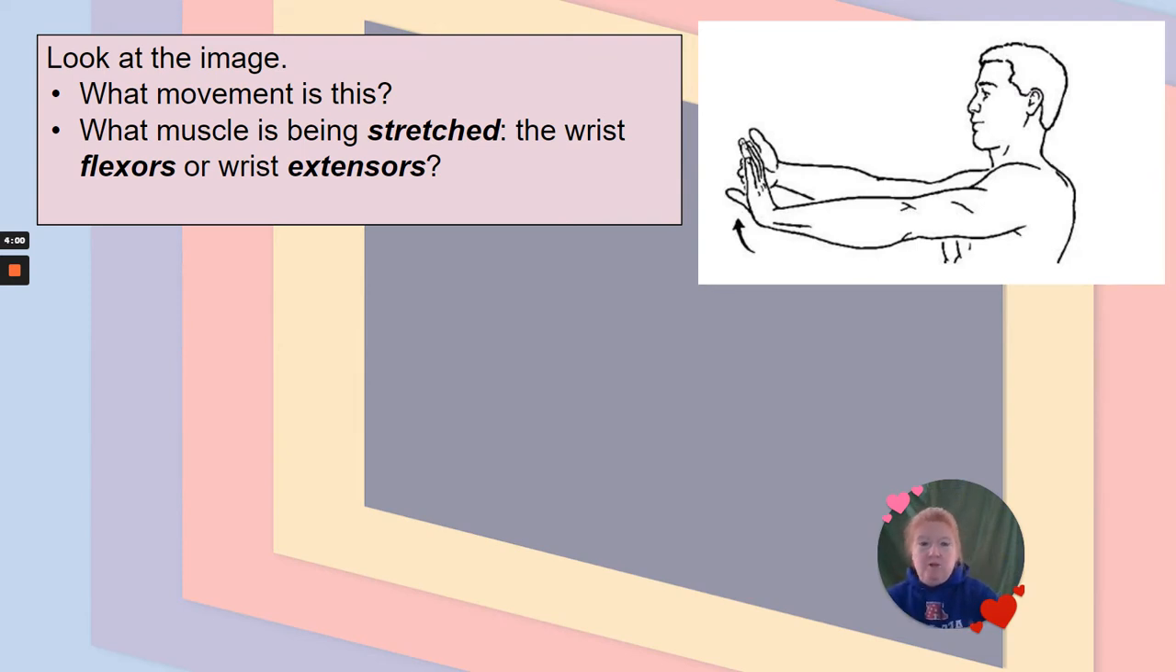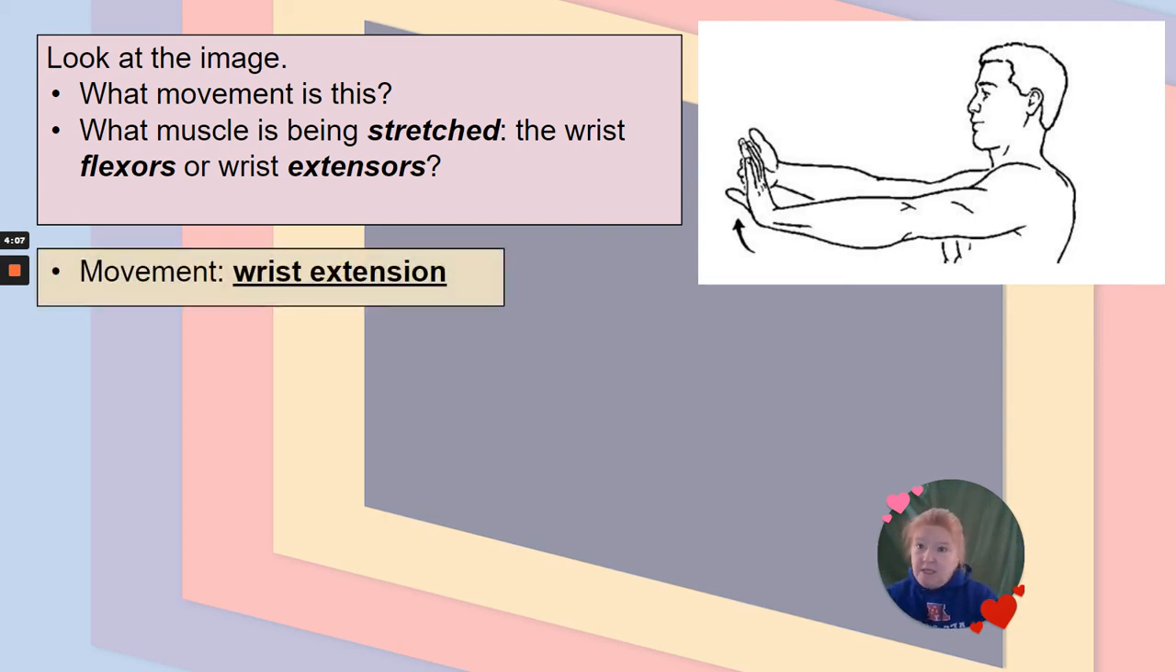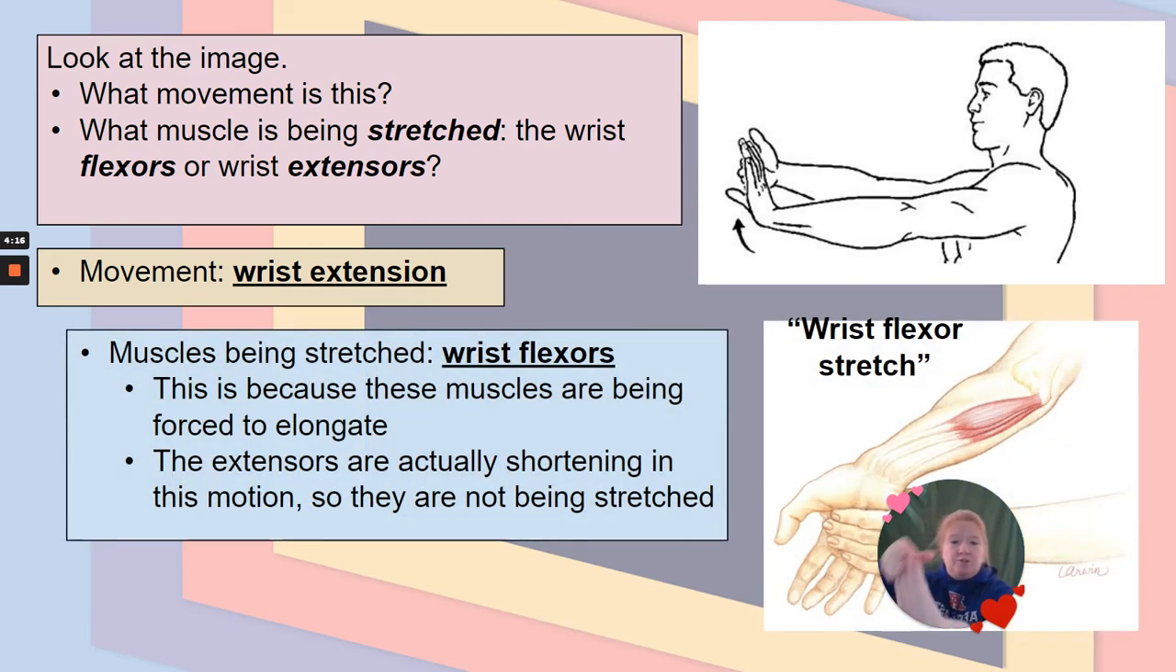So look at this image. What is this? So doing this. Do you know? Wrist extension. So what muscle is being stretched? Okay, is it the flexors or the extensors? Well, what's being stretched is the flexors. That's this muscle right here, okay? They're being forced to elongate, and you can feel the stretch in them. The extensors are actually shortening, right? So they're contracting. These muscles on this side are the ones being stretched.